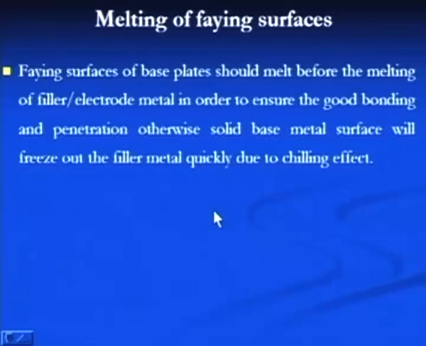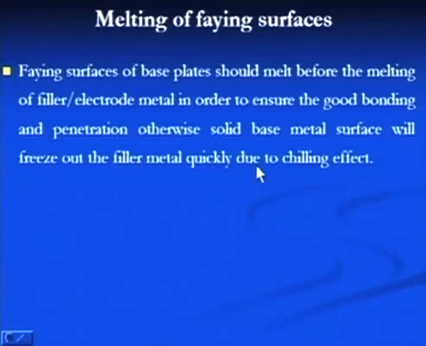Melting of the faying surfaces is important in fusion welding processes. The faying surfaces of the base metal should melt before the melting of the filler metal or electrode metal in order to ensure good bonding and penetration. Otherwise, the base metal surface will freeze out the filler metal quickly due to the chilling effect.